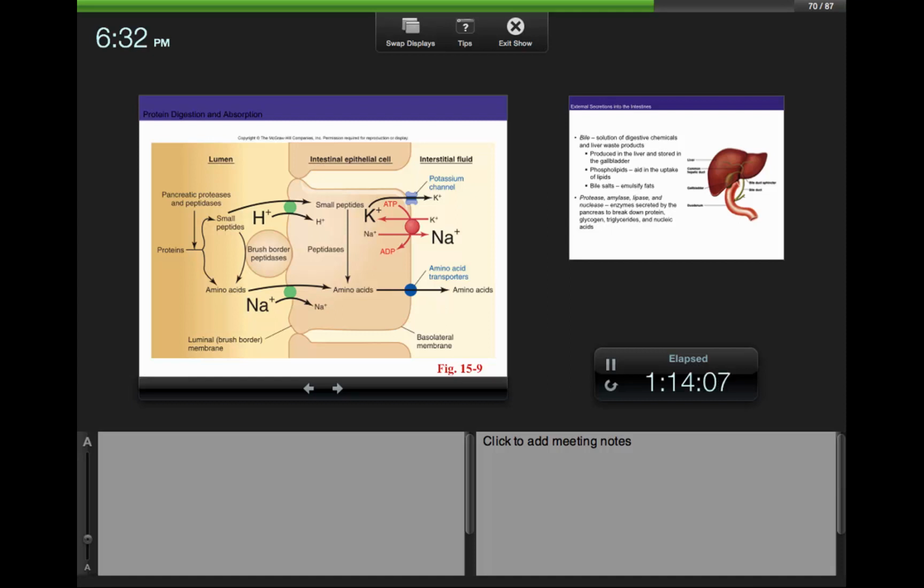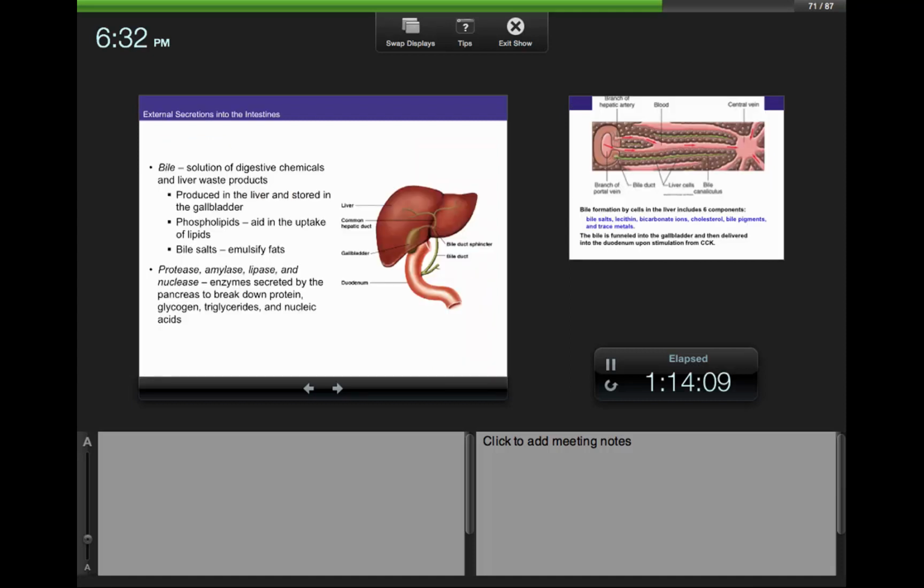All right, so then fat. This is a little bit more extensive. I do want you guys to know how to think about bile. Bile is an amphipathic molecule, meaning it has a polar end and a non-polar end. And it helps to emulsify fat.